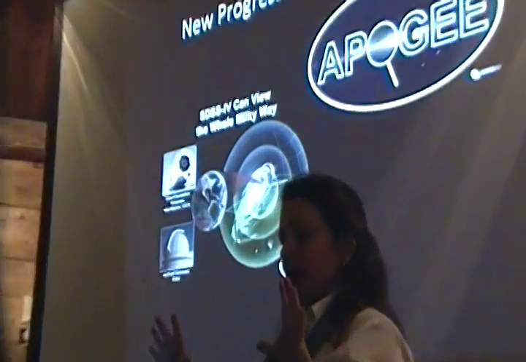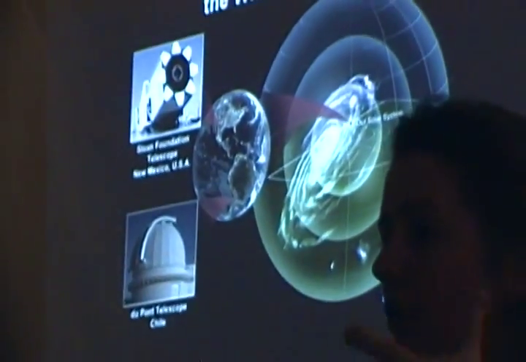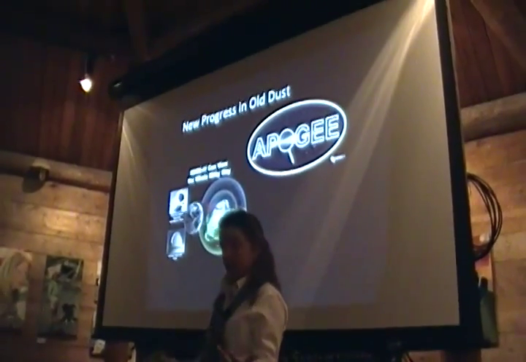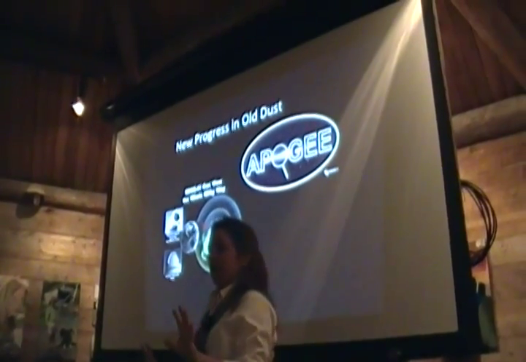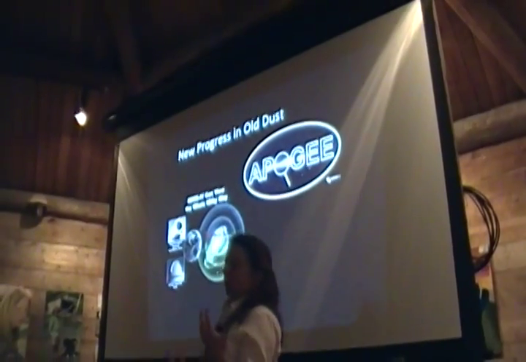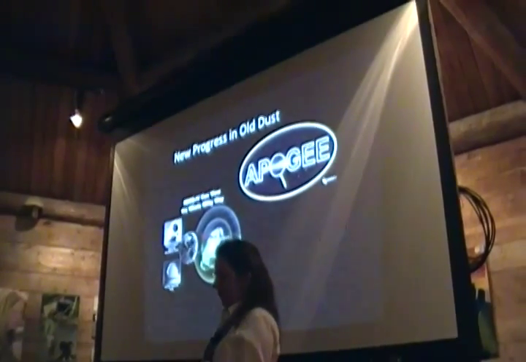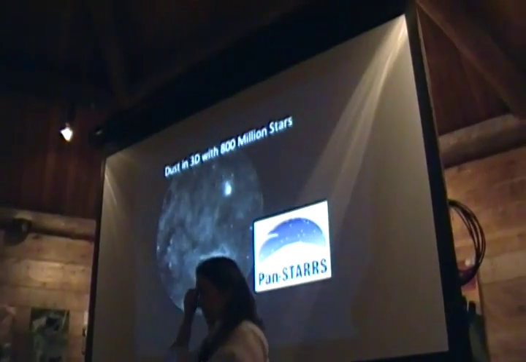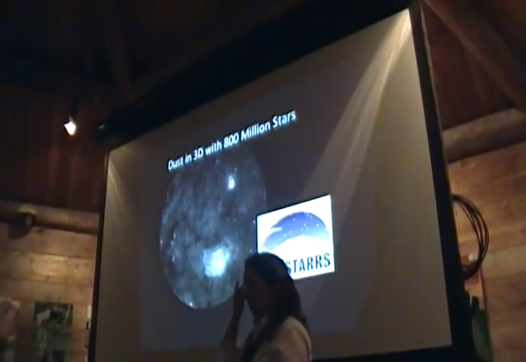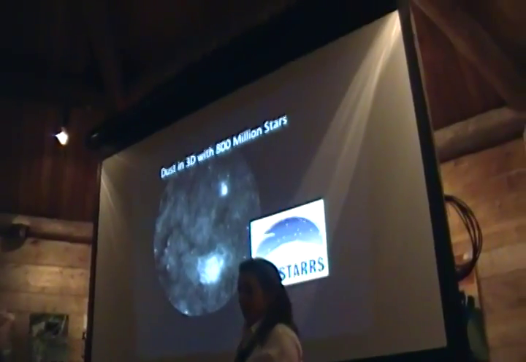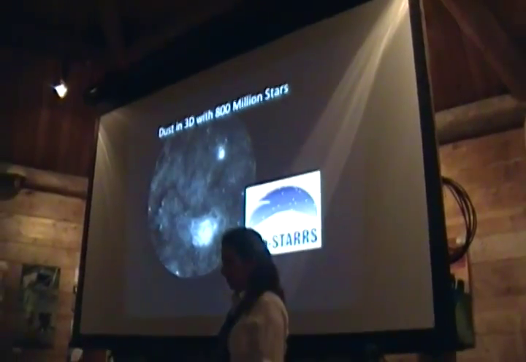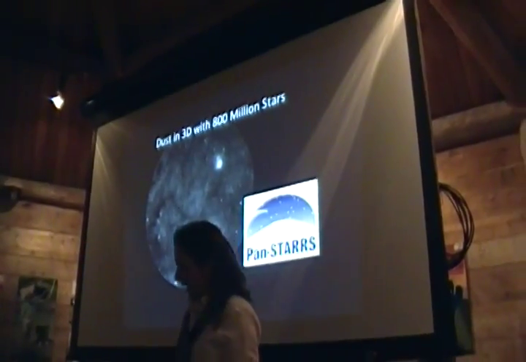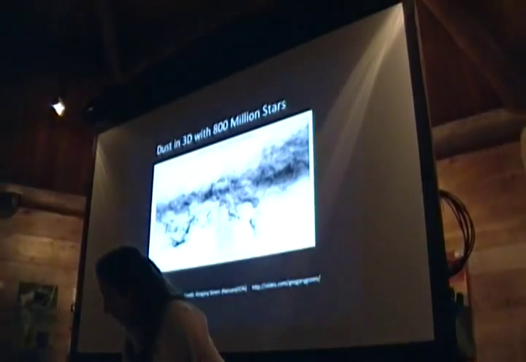And what they can do then is measure the types and locations of all of these different stars, maybe because you want to understand stars, maybe because you want to understand the history of the Milky Way, or in my case, maybe you want to know where this dust is. So one of the other projects that's doing the same thing is taking 800 million stars to map dust in 3 dimensions. This is the Pan-STARRS project on Haleakala in Hawaii. And here are some very early results.